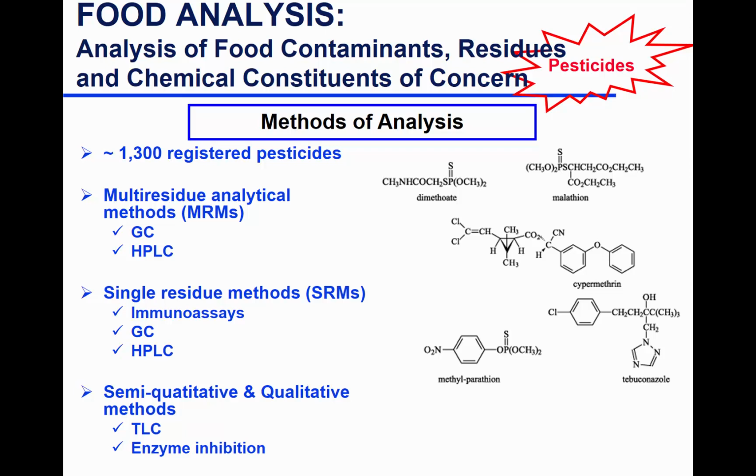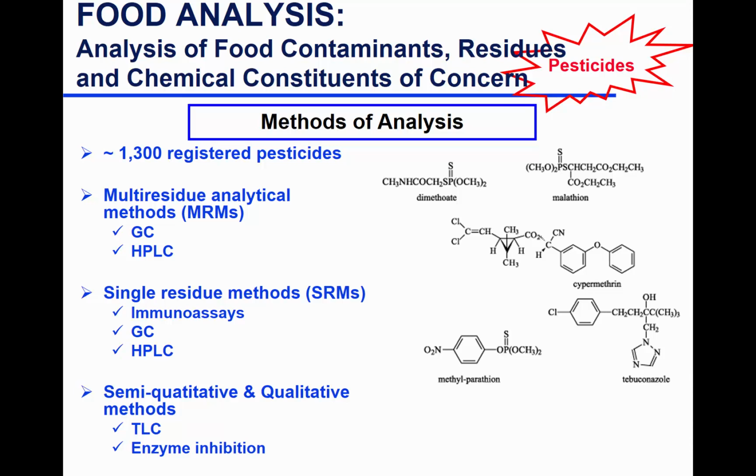I deleted one slide from what you have just because it was a repetition of the one that I showed. So forget about that. So pesticides. There are so many pesticides out there, and in order for any farm to use a pesticide, it has to be registered. So you have over 1,300 different registered pesticides that can be used. So quite a bit of those.